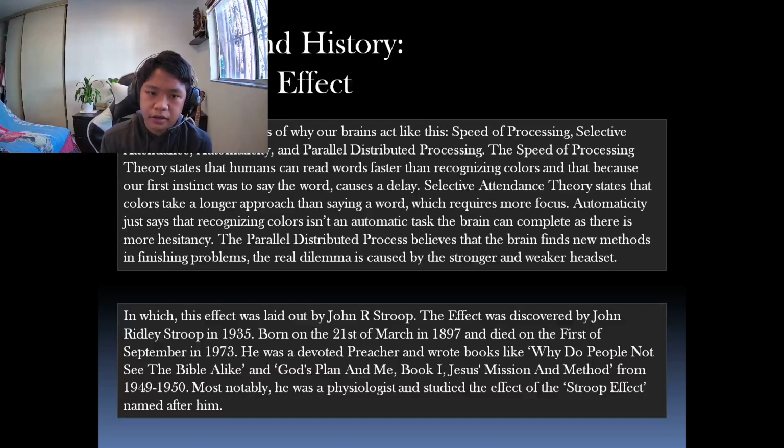I read about its founder, in which this effect was laid out by John R. Stroop. This effect was discovered in 1935 by him, and he was born on the 21st of March in 1897 and died on the 1st of September in 1973. He was a devoted preacher and wrote books like Why Do People Not See the Bible Like? and God's Plan in Me, and Jesus Mission and Method, from the 1940s and 1950s. Most notably, he was a psychologist and studied the effect, named after him.